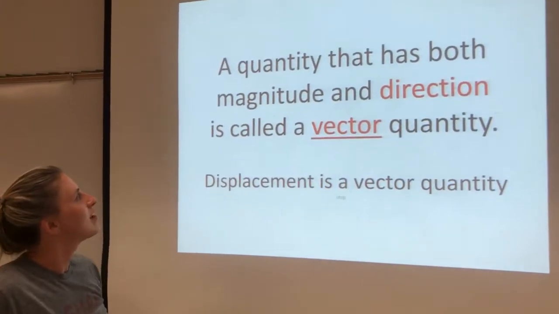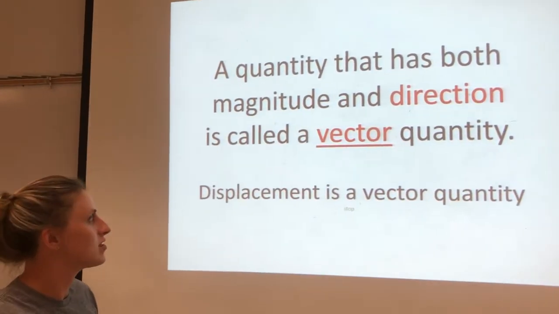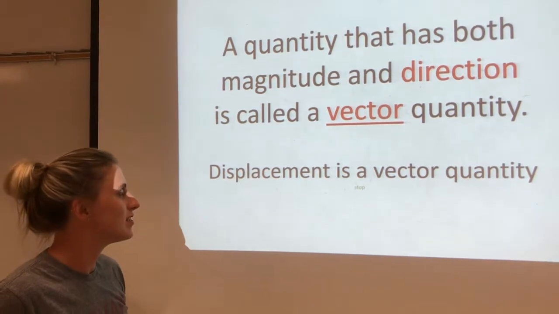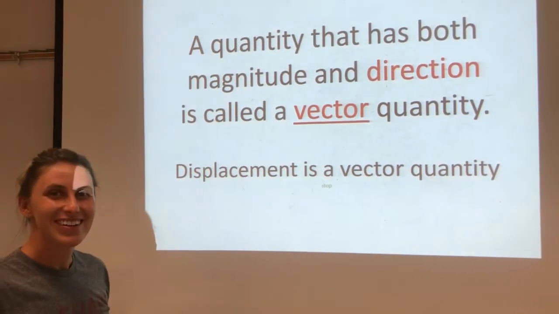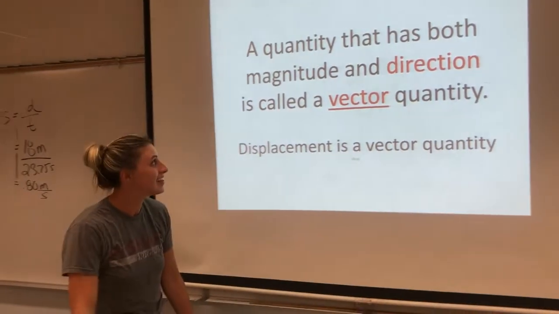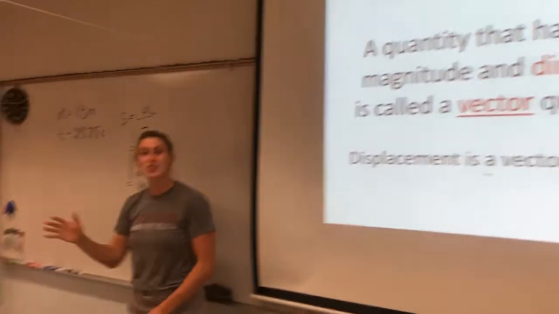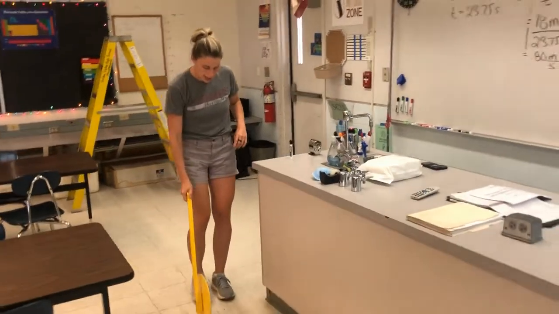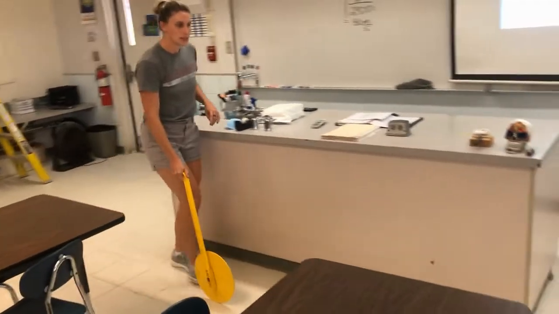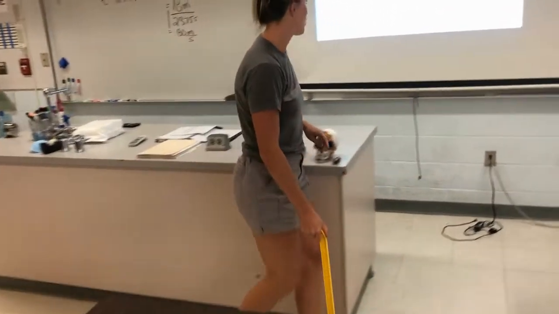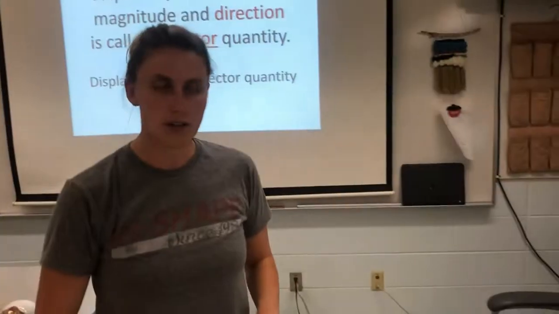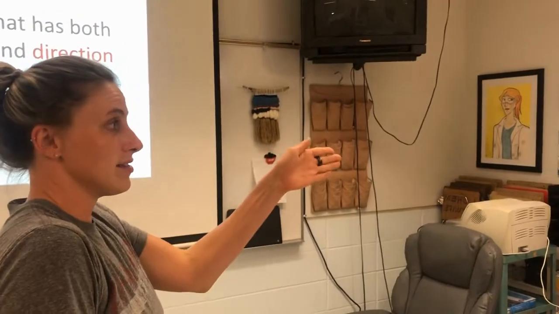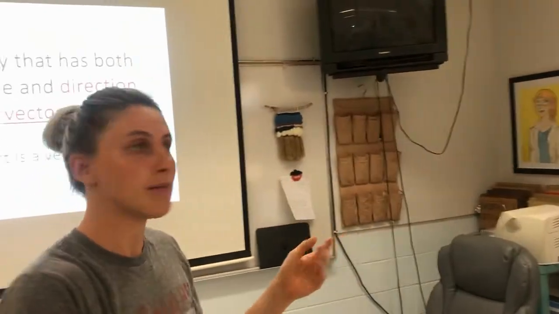All right, here we go. A quantity that has both magnitude and direction is called a vector quantity. Displacement is a vector quantity because it has magnitude and direction. What do we mean by this again? My magnitude was my 3 meters, right? 1, 2, 3, as I walked across. And my direction was either west or positive, if you're thinking about it like a number line.